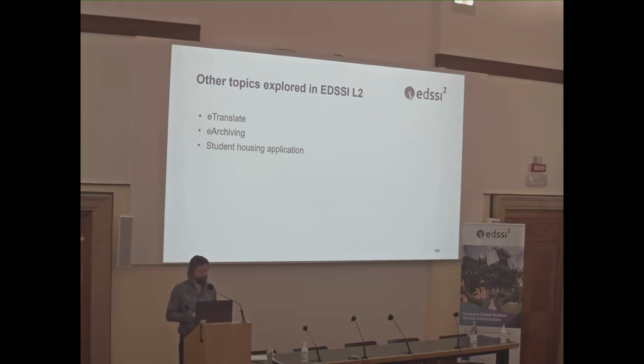I'm running out a little on time, so I'll go through these quickly. Other topics that we've explored in the project are e-translation. Basically, how can we automate translation of documents in the Erasmus project? E-archiving, my colleague Ferran will talk about that soon. We're also building a student housing application. Basically, we're doing a proof of concept where we're building a mock of a student housing organization that students should, through the Erasmus Without Paper network or program, be able to sign up and sign off for student housing already from home. So just as we're integrating the OLA portal with eSignature, we're doing a proof of concept of integrating a student housing application with eSignature.